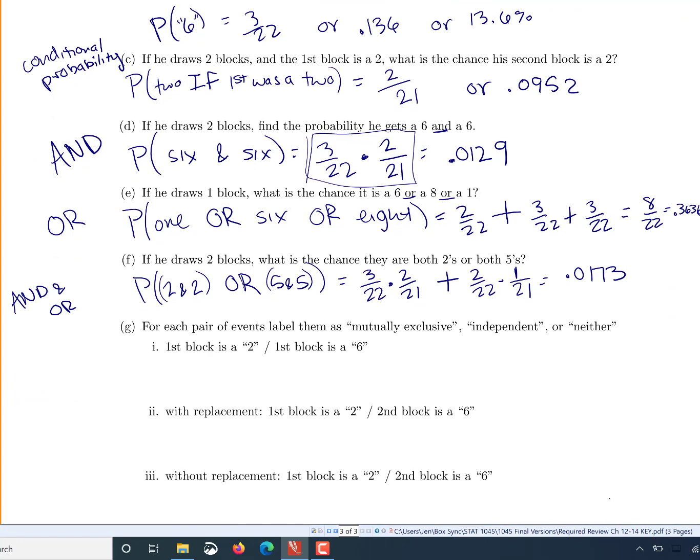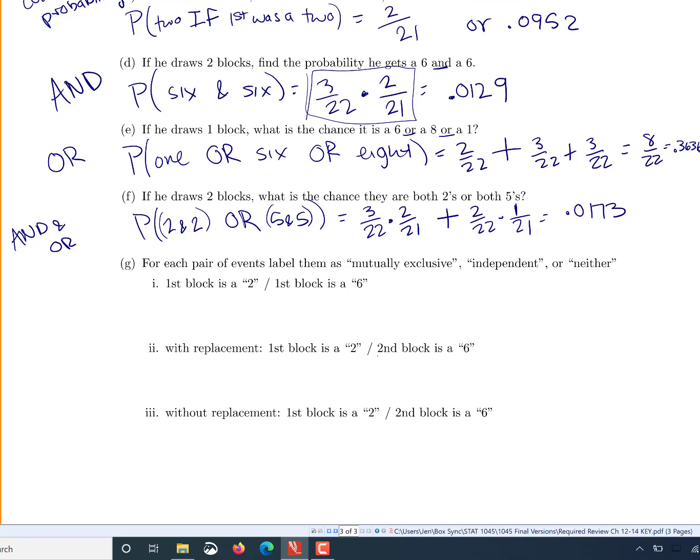Okay, so now for the next one, for each possible pair of events, I want you to label them as either mutually exclusive, independent, or neither. Now remember, mutually exclusive and independent mean completely different things. You're not even trying to measure the same thing, so it's not like it's one or the other. And in fact, most situations are neither. These are just very special cases.